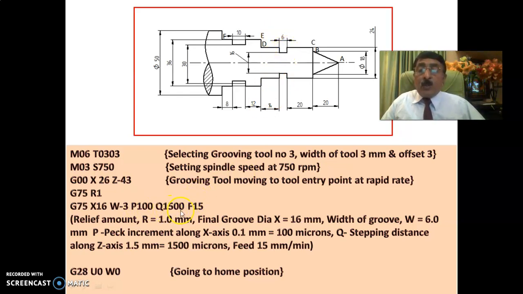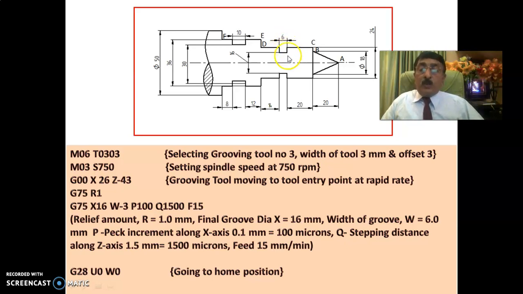In the same way, Q1500 means 1.5 mm. That means after 3, it moves axially by 1.5. Then again it cuts in the same way, 0.1, 0.1, 0.1, going back by 1 mm each time. Totally it has now become 3 plus 1.5, that is 4.5. Then again it moves by another 1.5, and again it does the same, so 3 plus 1.5 plus 1.5. In that way I'll get a groove of width 6 mm.